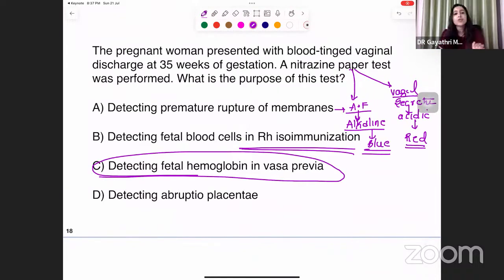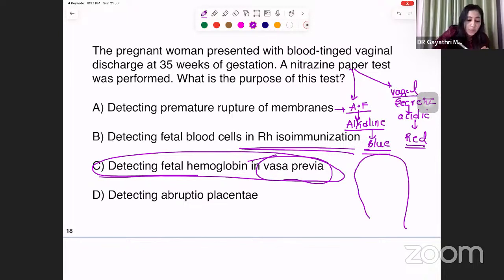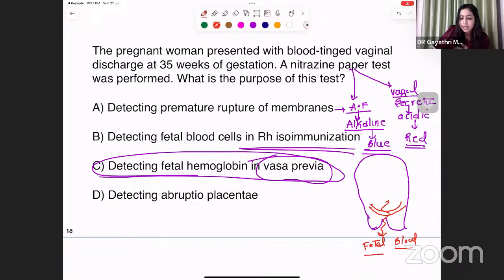What is the test that is used in vasa previa? Again, I want to differentiate. Vasa previa basically means there are fetal blood vessels which are traversing over the level of your internal os. So just above the os, you have the fetal blood vessels which are breaking, leading to fetal blood coming out. So again, I'm doubtful. Is it the baby's blood? Is it the mother's blood? So this test will help me to differentiate for the fetal hemoglobin in vasa previa.